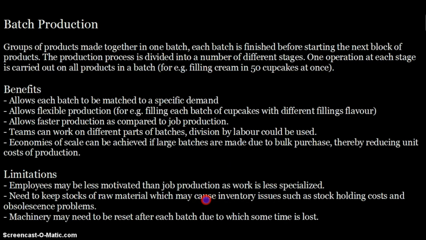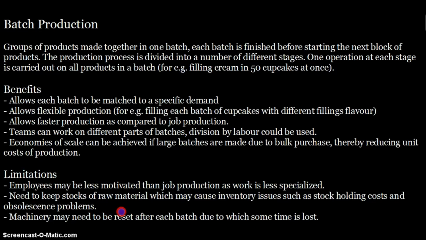There's also the need of keeping stocks of raw materials, which may cause inventory issues such as stock holding cost and obsolescence problems. So you have to keep stocks in batch production, unlike job production where you don't have to keep lots of stocks. In batch production, since you are making a large enough quantity, you also need a good amount of stocks, and that means there are inventory issues, like the cost involved in stock holding and warehousing, and there might be some obsolescence, as not all stocks are sold to the market. There will be some unsold inventory as well, which might be outdated or become obsolete as time passes. So that could also be an issue.